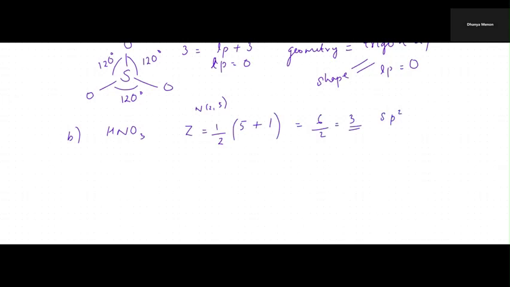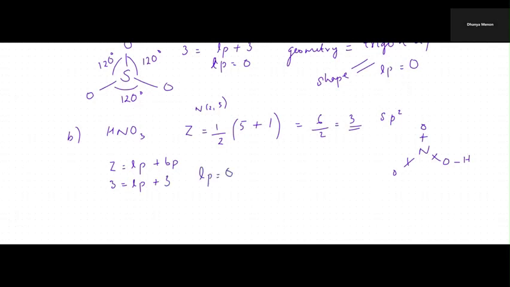So Z value is equal to lone pair plus bond pair, which is 3. I don't know how much the lone pair is. Bond pair: suppose nitrogen is connected to 3 oxygen atoms and one of the oxygens is connected to hydrogen because it's an acid. So how many bond pairs? 1, 2, and 3. There are 3 bond pairs. So lone pair is equal to 0.